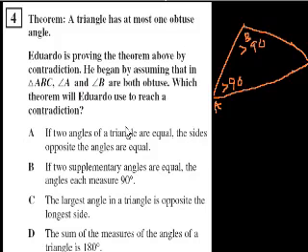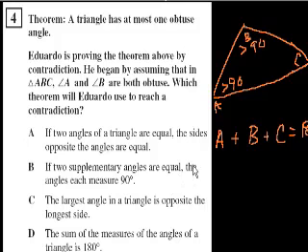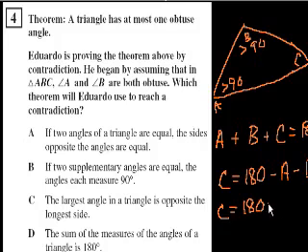Which theorem will Eduardo use to reach a contradiction? Well, before even reading the choices, think about it. What do we know about triangles? That all of the angles add up to 180 degrees, right? So if this is angle A, this is angle B, and let's call this angle C, we know A plus B plus C has to be equal to 180 degrees. Another way to view it is C is equal to 180 minus A minus B. I'm just writing it a bunch of different ways.